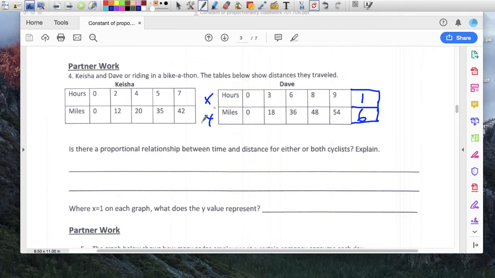Whereas here, I can't really tell. If I create another box, in 1 hour, how many miles did he go? Well, it's not consistent, so he's going faster, going slower, going faster, going slower, so I'm not too sure how far he goes in 1 hour. Whereas this Dave is more consistent riding. Every hour he goes 6 miles. Where x equals 1 on each graph, what does the y value represent? It really represents 6.